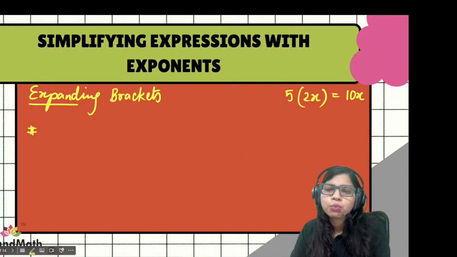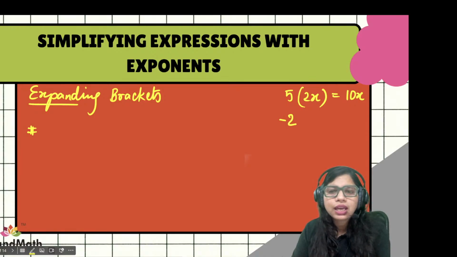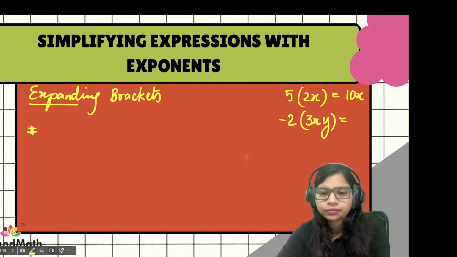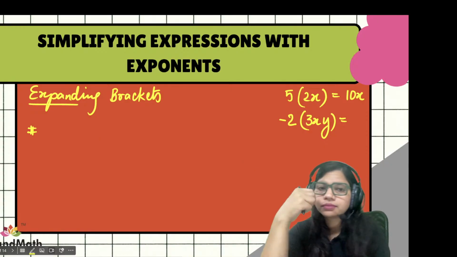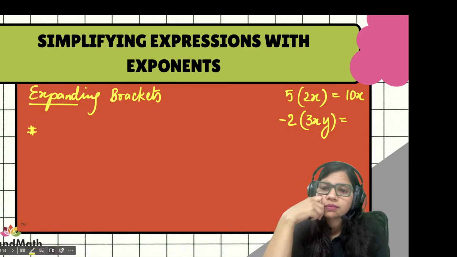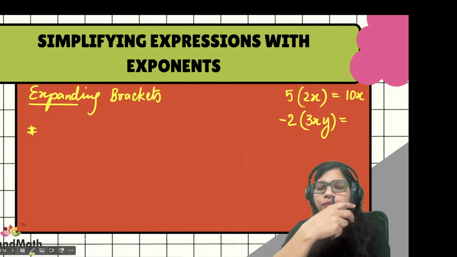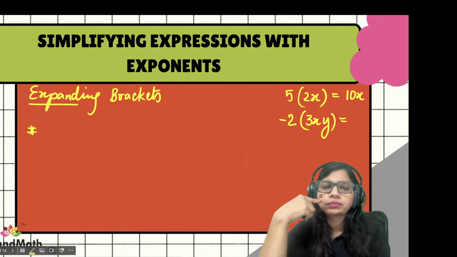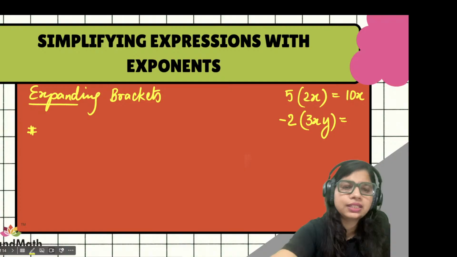If I say minus 2, we would talk about expanding brackets, but this is a prerequisite for expanding brackets. If I say minus 2 and 3xy, what would the answer be? Chalo bataao mere ko, iska answer kya hoga? What will the answer be? Minus 2 times the bracket 3xy.